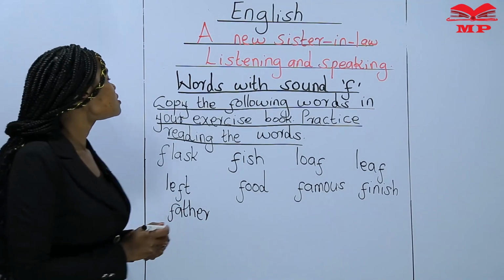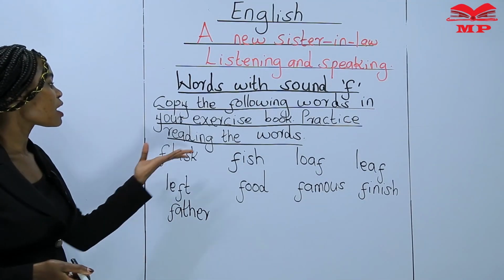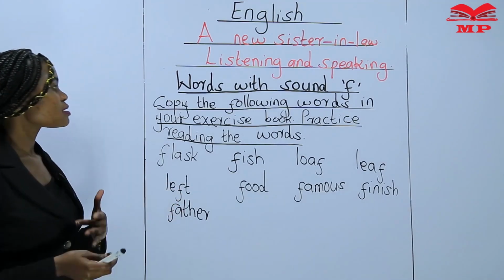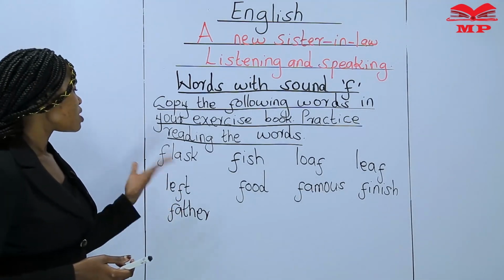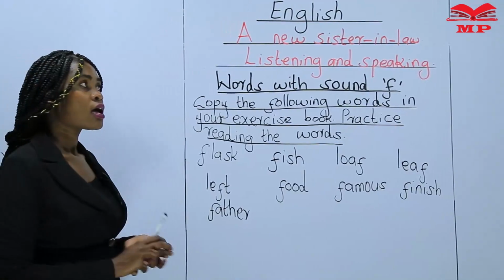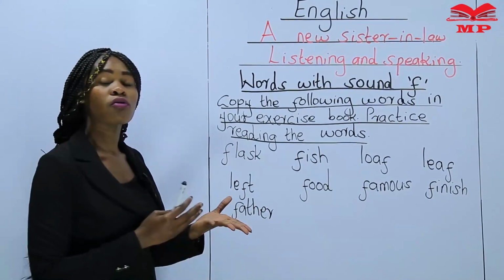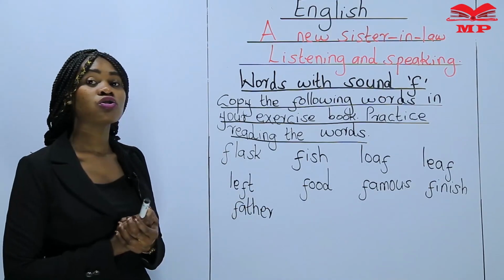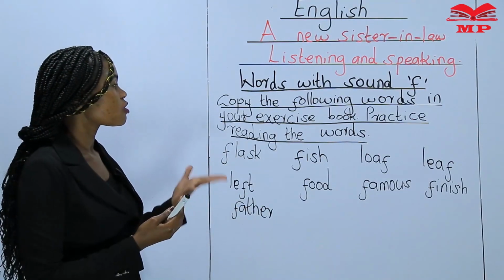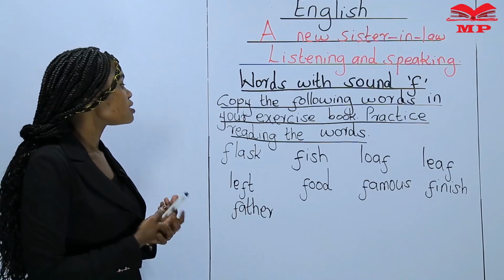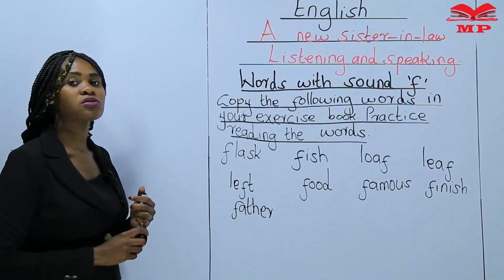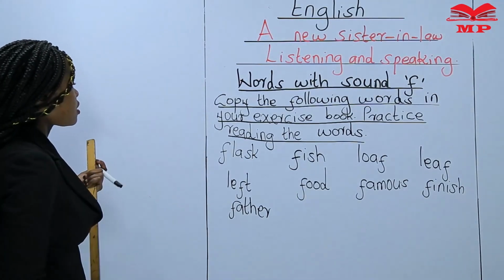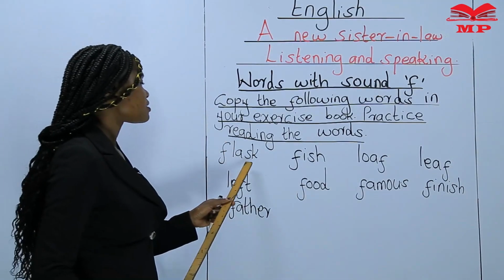So these are the words which you are supposed to practice reading after you've copied them in your exercise book. So I want us to go through the words together and make sure that you are also following up, because maybe there is a word you are not able to read. So you will be able to get the correct way in which the word is read. Let's start with the very first word. The first word is the word flask.